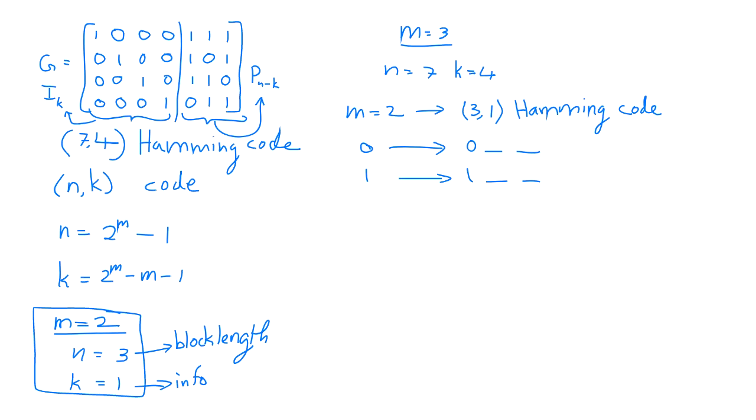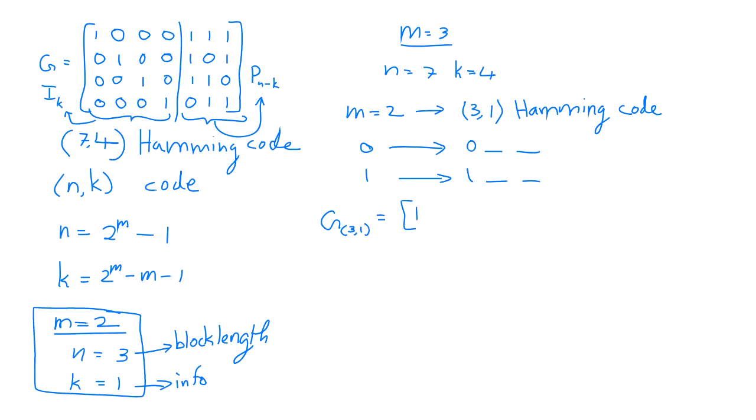So the generator matrix, and just to keep it different from the 7-4, I will write it as the generator matrix for the 3-1 code, G31. The first part of the generator matrix is an identity matrix of size k. The value of k here is 1. So it's a 1 by 1 identity matrix. That means it has only one row, one column, and only one element, and that element is 1.